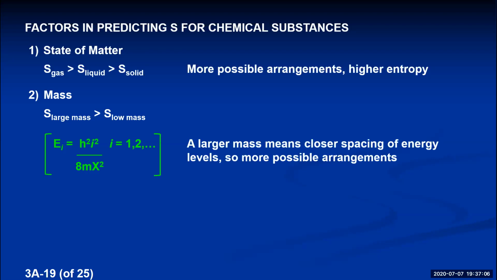So a larger mass means smaller differences in energy levels, or closer spacing of energy levels. And so that means the molecules have a more likely chance of being in those multiple different energy states. So therefore, larger masses always give you more possible energy states for the particular molecule, and therefore it's going to be a higher entropy for that reason.